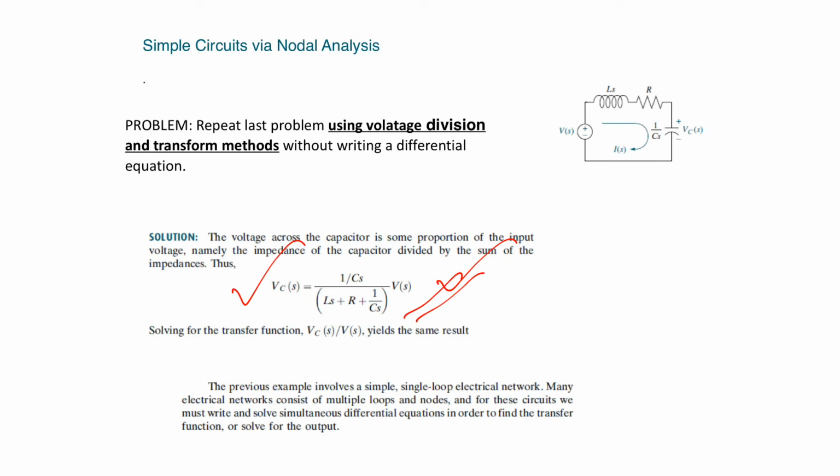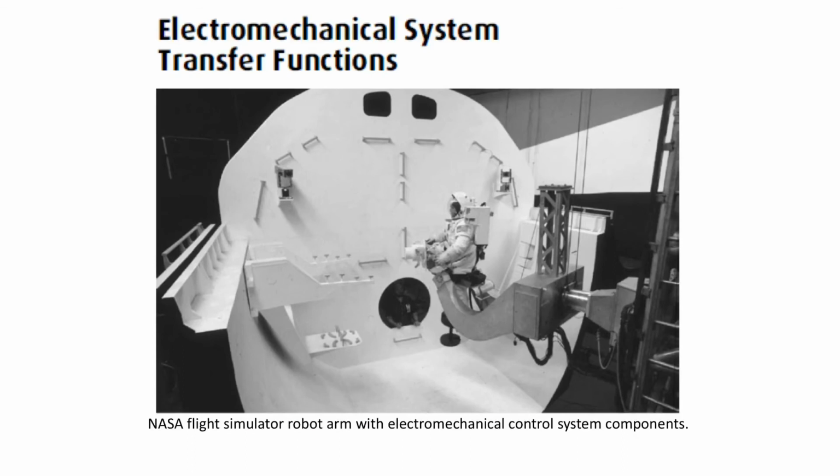Let us suppose that we have one system which is electromechanical. I will show you an example of that. Now this is the electromechanical system. It is a NASA flight simulator robot arm with an electromechanical control system. So you will have the electrical systems in that which work and give signals, and the mechanical systems move. The importance of the transfer function is that you can represent every part of this electromechanical system in this form.